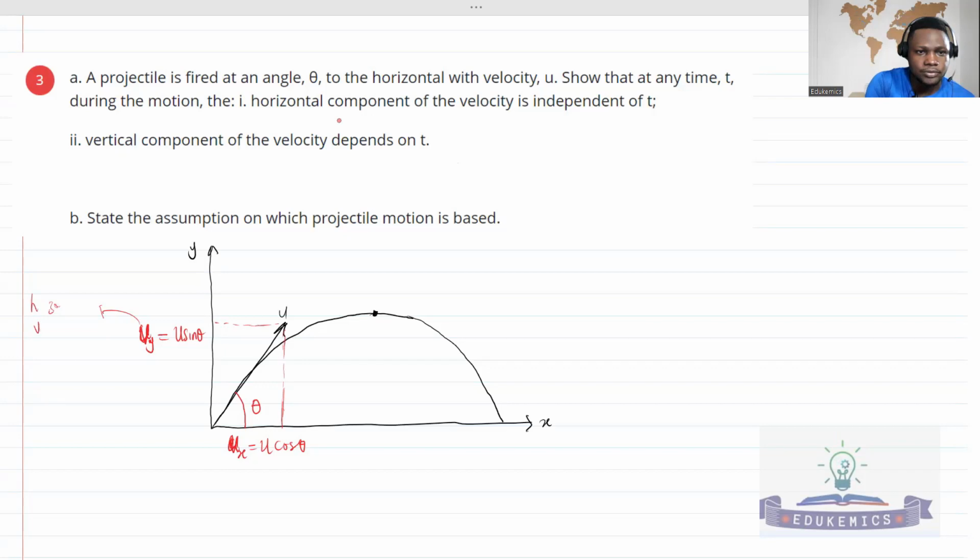So we'll call this the vertical component, where uy is the initial vertical component, and this is the initial horizontal component of the velocity. Yeah, components.